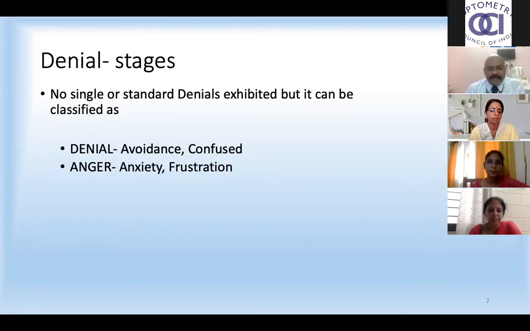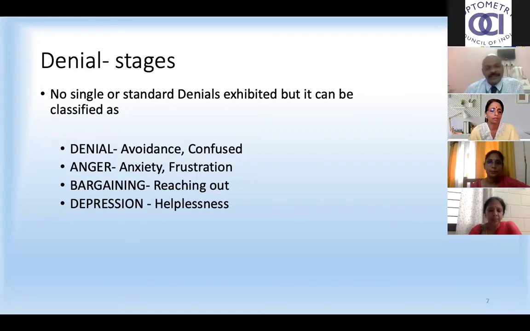The next one is anger, in which case the patient goes through anxiety and frustration, because he's no longer able to see the near prints clearly. The next stage is bargaining, where he knows something is wrong and also knows it is getting increasingly frustrating to see near objects. So he reaches out to find more information about this problem. Either he goes to the net or talks to people to find out more.